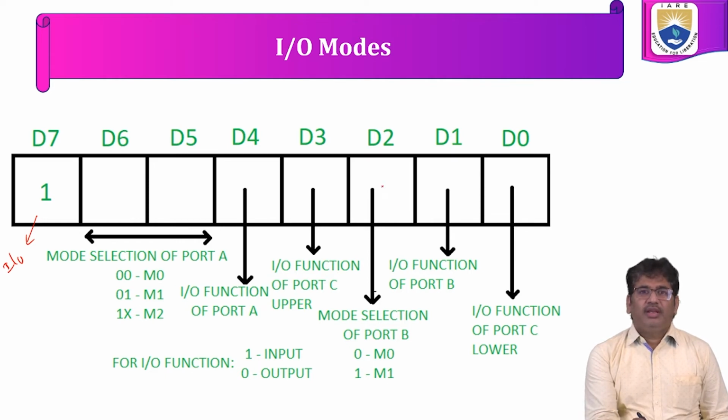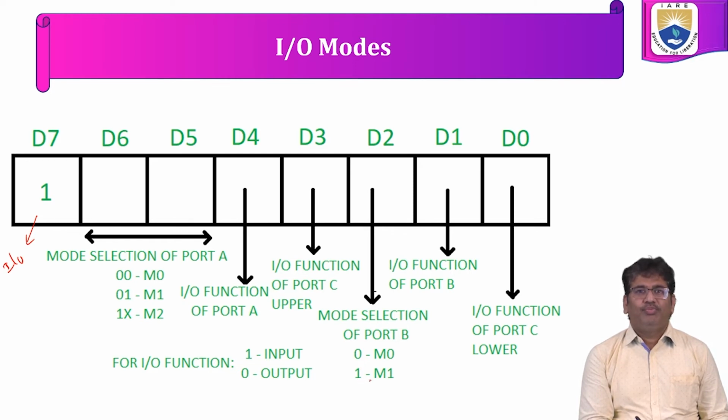The D2 bit is used for the mode of operation for group B, that is port B and port C lower, whether we configure it in mode 0 or mode 1. When you write the D2 bit as 0, the group B ports are used in mode 0, that is basic IO mode operation. When we configure the D2 bit as 1, the 8255 group B ports will be used in mode 1, that is strobed IO.